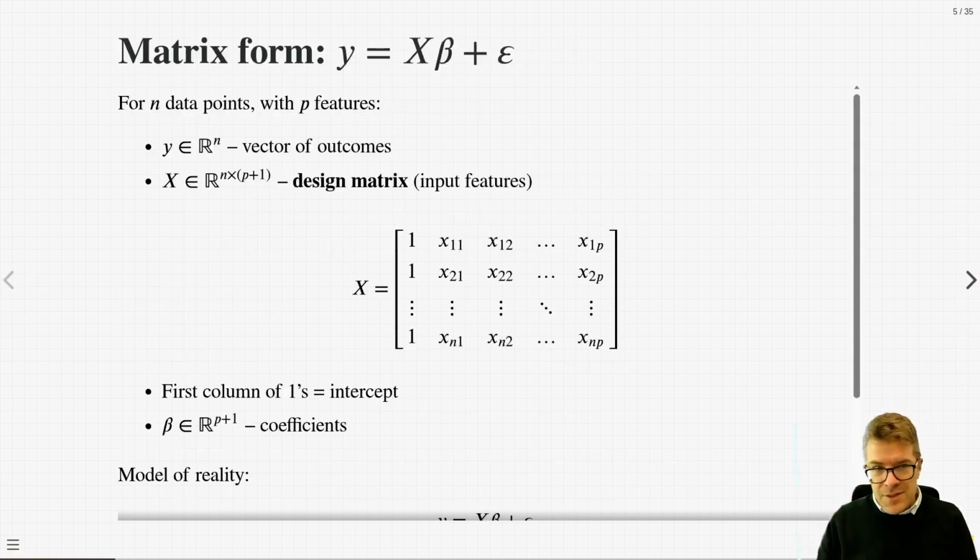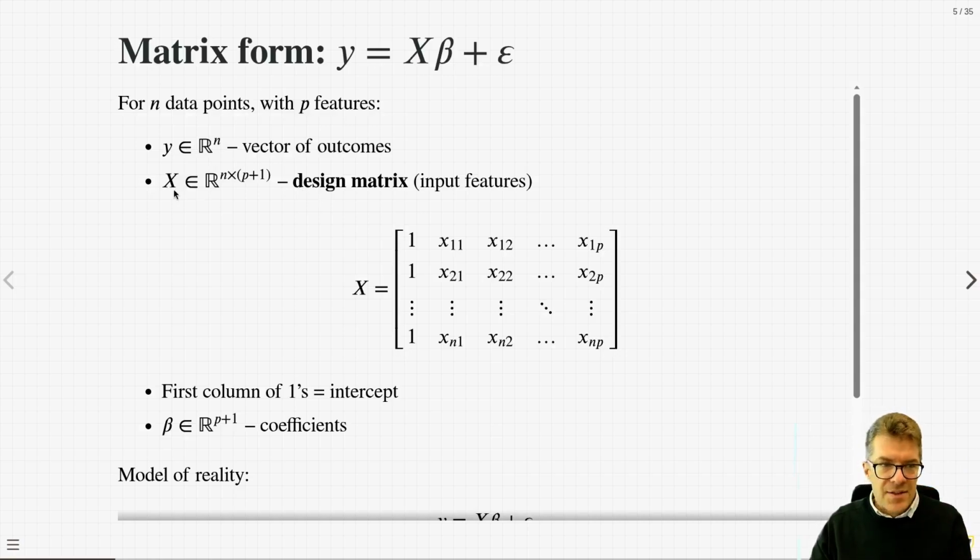So let's try to define this a little bit. We can look at the matrix form of this equation. Just to specify things, we're going to have n data points, and each of these data points will have p input features, and then they'll have an output that we're trying to predict. So y is our outputs. If we have n data points, we're going to have n outcomes that we're trying to predict. So y can be thought of as a very long, ideally very long, vector of numbers.